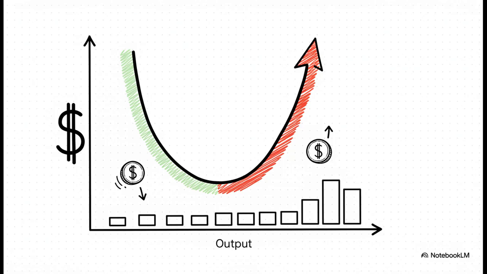In English, economies of scale happen when your cost per unit goes down as your volume of output goes up. This happens because your fixed costs get spread over more and more units. But there's a catch. The opposite can also happen, which we call diseconomies of scale.